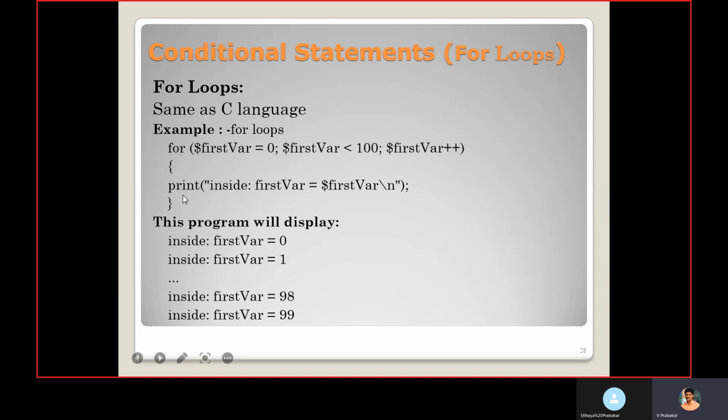Inside this for loop, we are printing inside first VAR equal to $first VAR, which indicates the value of first VAR. So the initial value is 0, the next iteration 1, and so on until 99. We get this display. When first VAR becomes 100, it exits from this for loop.